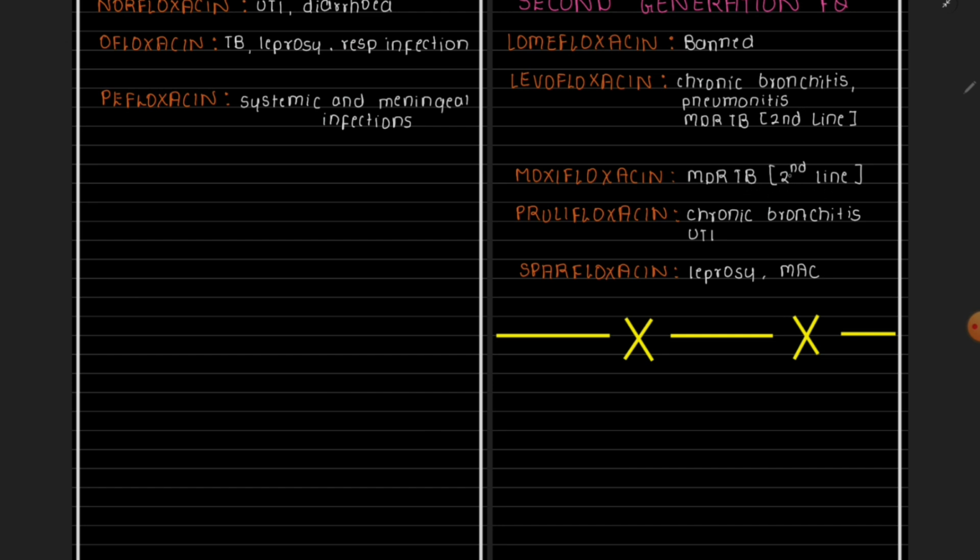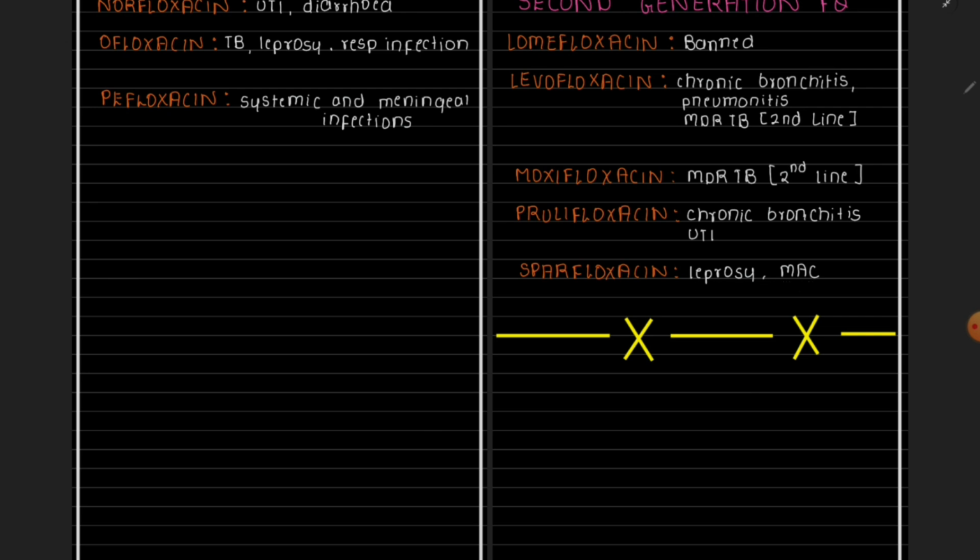It is the second line drug. Both of these drugs, levofloxacin and moxifloxacin, are the second line drugs for tuberculosis. Second line drugs are those drugs which are used when the drugs of choice for that particular condition have become resistant. That is, they no longer are effective in that condition. So then we resort to second line drugs which can be used in their place. Prulifloxacin is used for chronic bronchitis and UTI, and sparfloxacin is useful against leprosy and MAC, that is Mycobacterium avium complex.